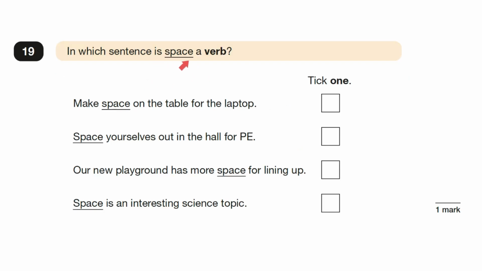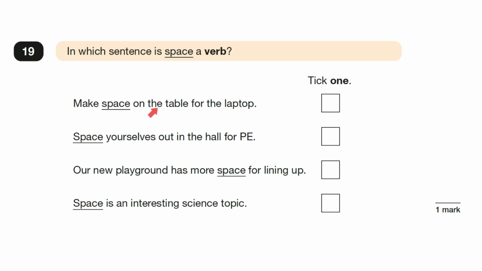And again, this question type, put this in your memory bank. We've seen three of these examples already, so these are very common and crop up a lot. In which sentence is space a verb? So again, we need to think about space as a noun. I'm going into space, outer space, that's a noun. Whereas there is space on the table. Whereas actually we're looking for the concept of spacing things out. Okay, so let's look for that.